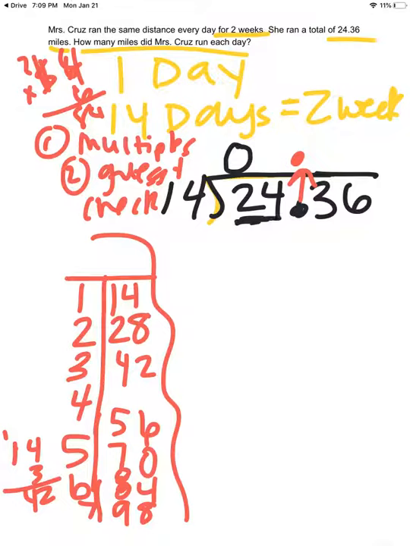Okay. Now I'm going to look at my ones. I have 24 ones. Can I make 14 groups with 24 ones? The answer is yes. I can do it one time, but I cannot do it 2 times. So one time would be 14, and I would multiply. 14 times 1 is 14. I subtract, and I'm left with 10. 10 is less than 14, so I'm going to bring down my 3.